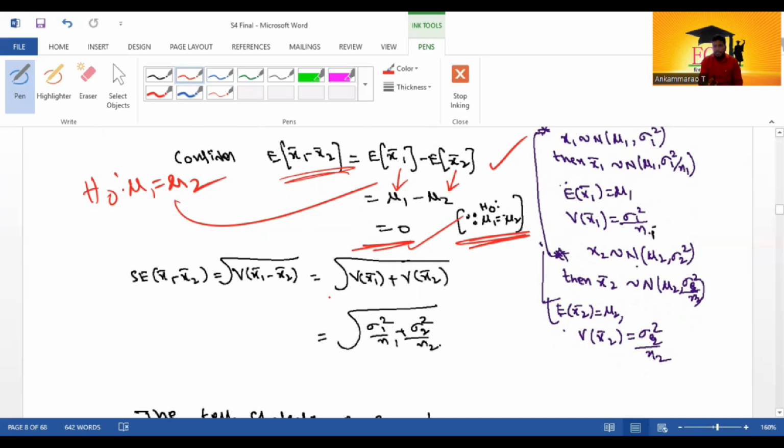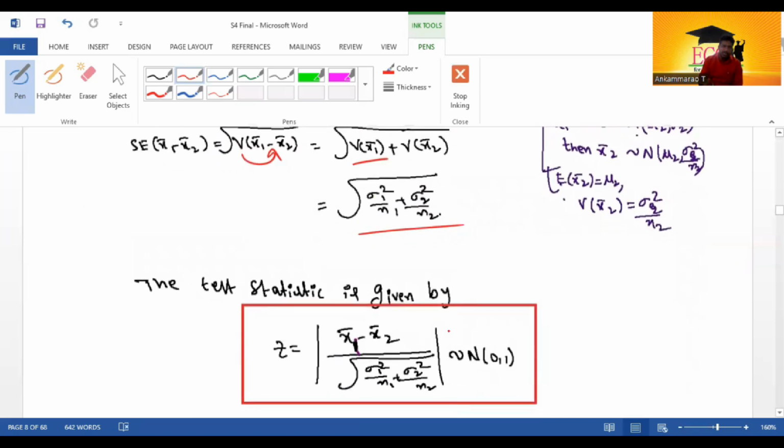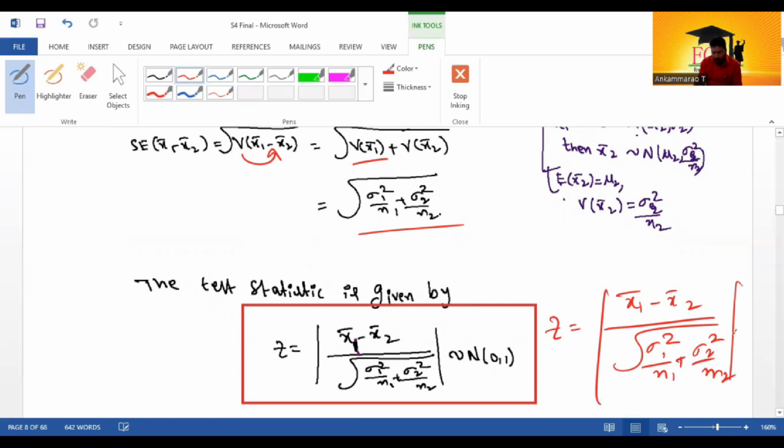Under the root, the variance of x1 bar minus x2 bar, the minus becomes plus, because variance is nothing but a squared term. Variance of x1 bar plus variance of x2 bar. Variance of x1 bar is sigma 1 square by n1. Variance of x2 bar is sigma 2 square by n2. Next, the test statistic is given by z equal to x1 bar minus x2 bar divided by under root of sigma 1 square divided by n1 plus sigma 2 square divided by n2, which follows N of 0, 1.